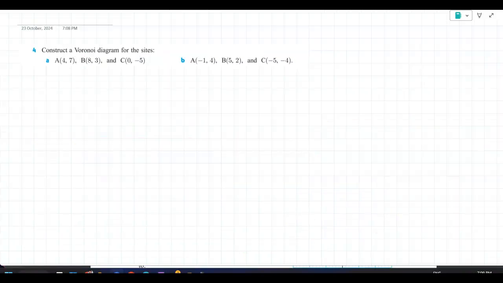Find the equation of the perpendicular bisector of AB first. See, the 4A.